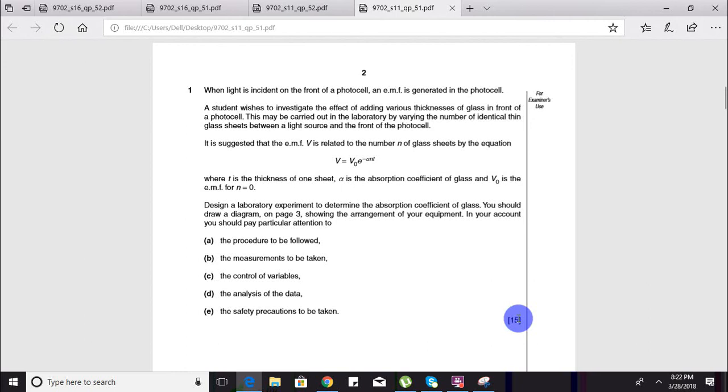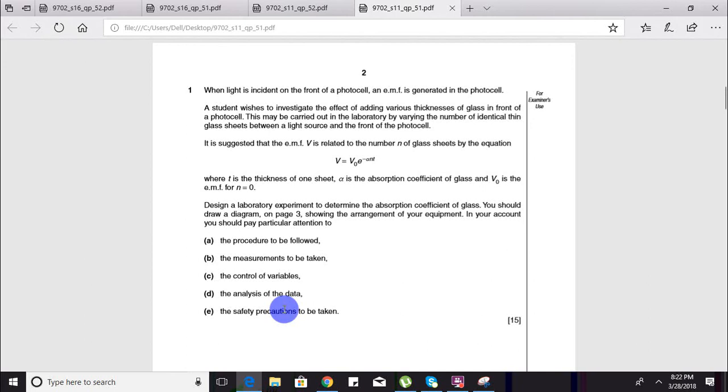What you have to do is design an experiment to determine the absorption coefficient, that is the alpha, right over here. And you need to draw a diagram to show your equipment arrangement, and you ought to pay attention to all of this. So number one, variable identification.